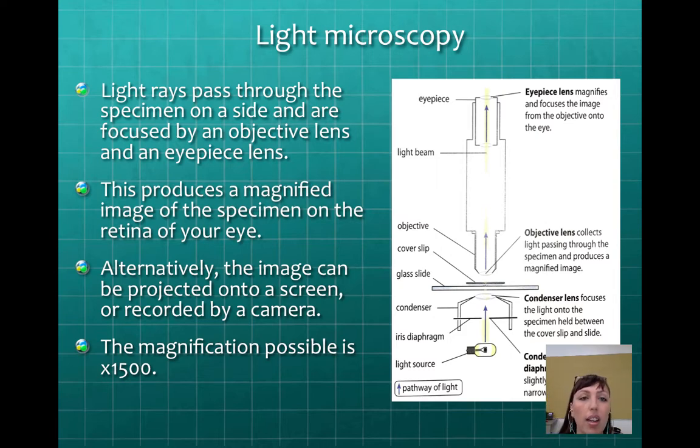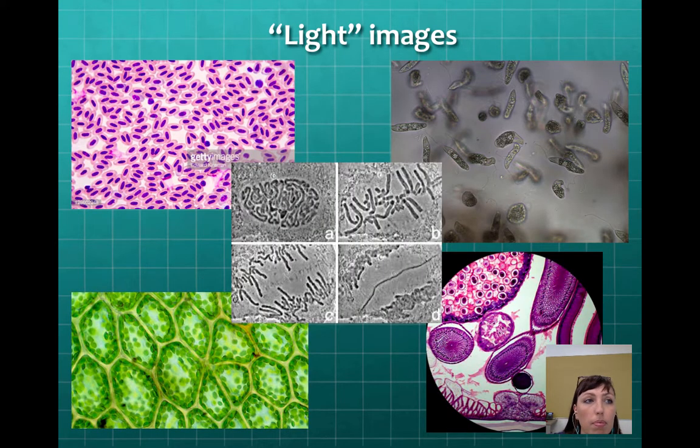So really what the light is doing is providing light rays that pass through the specimen on the stage and are focused by an objective lens and an eyepiece lens. So this produces a magnified image of the specimen on the retina of your eye. Alternatively, the image can be projected onto a screen or recorded by a camera. Generally, the magnification possible is times 1500. So here are some examples of light or compound light microscope images.